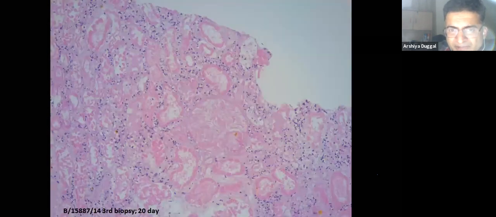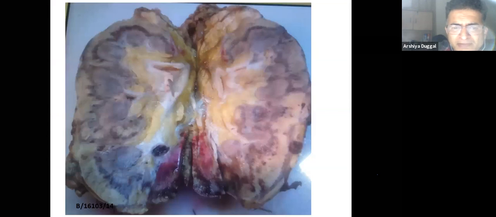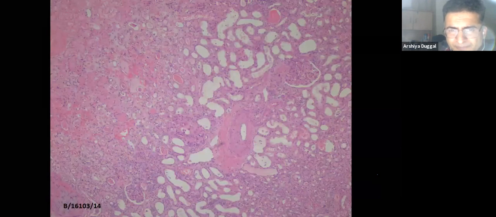A third biopsy showed cortical necrosis. That biopsy was not done at 28 days; it was done prior to that. It showed cortical necrosis, and then we got this graft nephrectomy specimen. So despite starting plasmapheresis on time, on the day of transplant, the TMA progressed further, the acute tubular injury progressed, and we lost this graft.